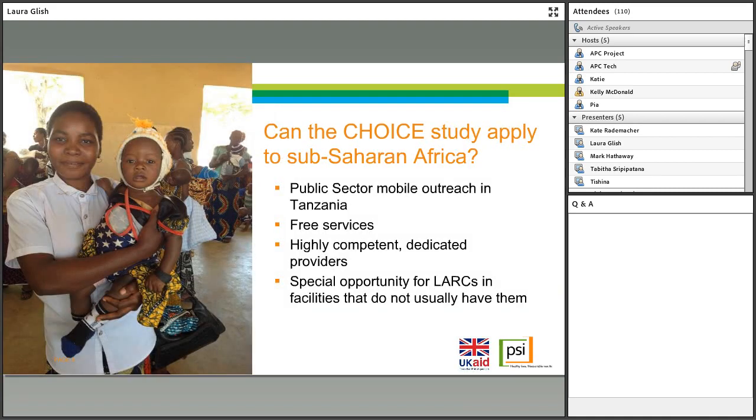So the question is, could the CHOICE study apply outside of the United States to different contexts? One example that we have here in Tanzania is a DFID-funded project providing mobile outreach to facilities that do not normally have LARCs available, offering free services also with highly competent, dedicated providers who have very good skills in LARC insertion and counseling and are also there that day to specifically offer family planning methods. So we're not pulled in by the many other responsibilities that are usually present in the public sector.